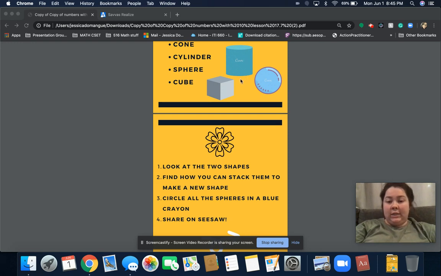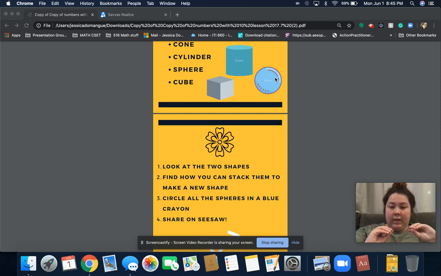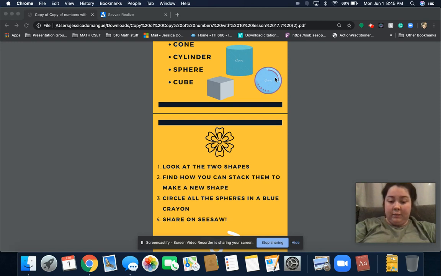But if we saw an example with a cube and a sphere, that wouldn't be right because we would be using different shapes, right? So we want to practice using the two shapes that we see originally and then how we can stack them together to make something new. Then, scholars, just for one more extra step, I would like you to circle all the spheres you see, all the shapes that look like a ball, in a blue crayon and share that on Seesaw. Okay, so that's going to be your work today.